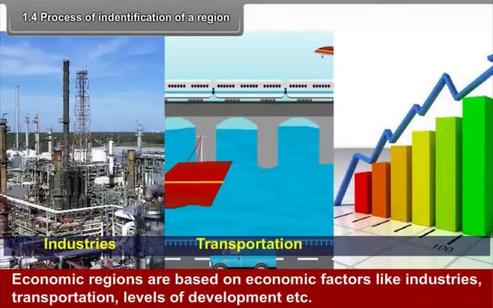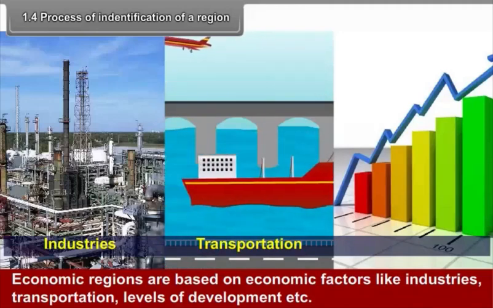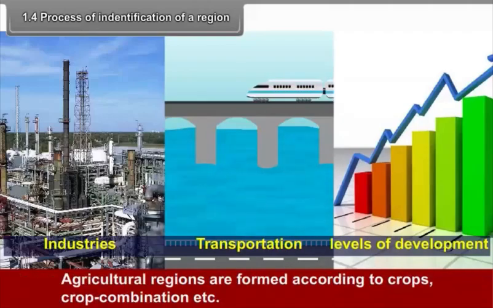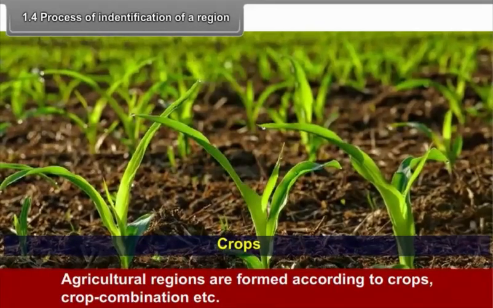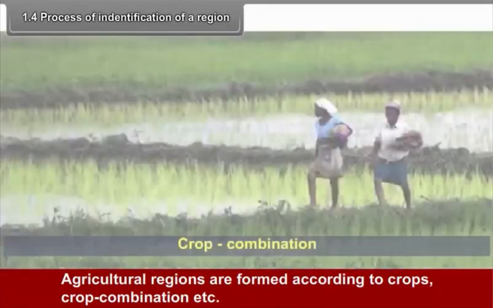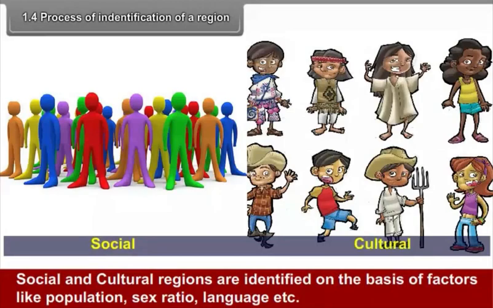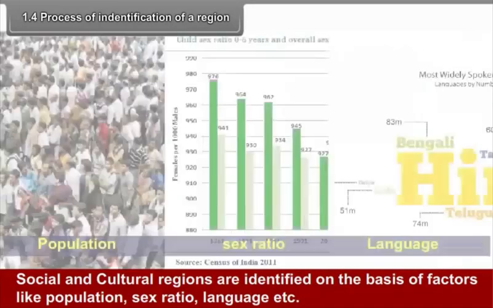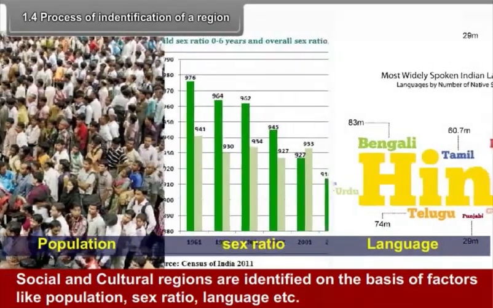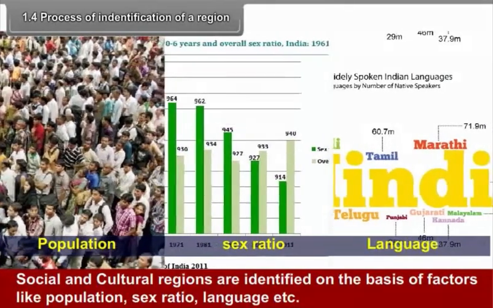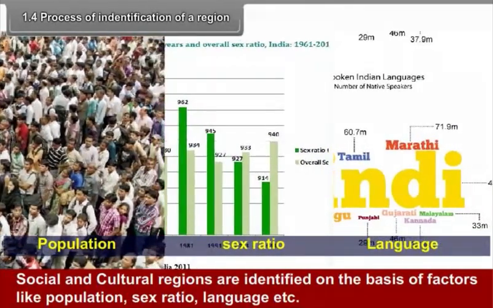Economic regions are based on economic factors like industries, transportation, levels of development, etc. Agricultural regions are formed according to crop combination, etc. Social and cultural regions are identified on the basis of factors like population, sex ratio, language, etc.